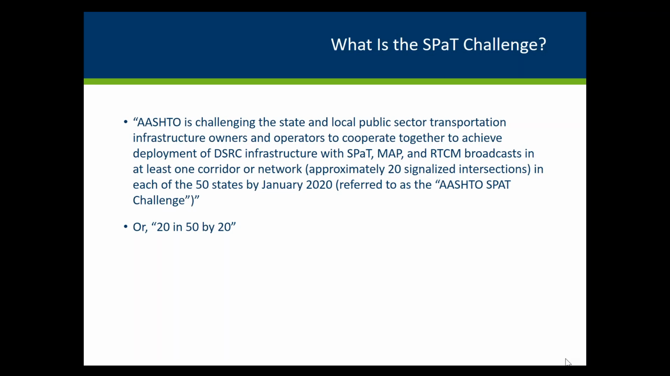AASHTO is the American Association of State Highway Transportation Officials, which is made up of all the state DOTs. So basically this is the states challenging themselves to deploy this technology.